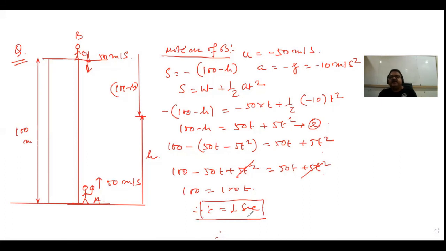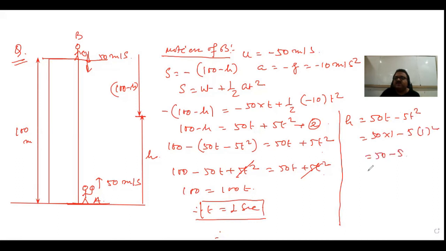Correct? Now we have to find out at what height they cross each other. Correct? So for that, I am taking the help of equation 1. What is that? h equal to 50t minus 5t square. Correct? Which I wrote earlier. Now let us try to find that. Put the value for t, 1 second. 50 into t is 1. 5 into 1 square. That is 50 minus 5. That is 45 meter from the ground. They cross each other. Correct?